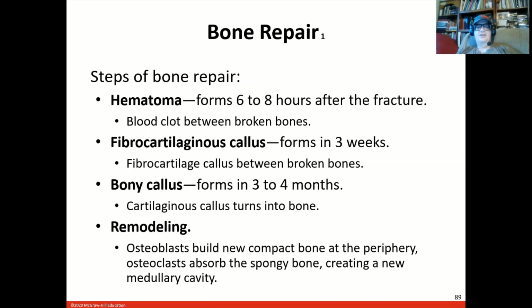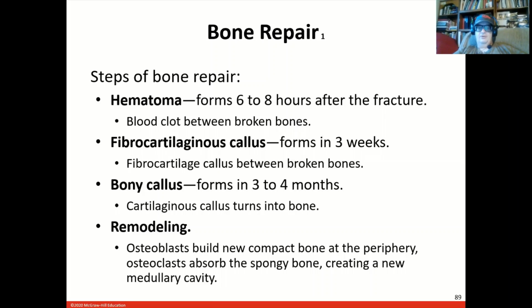A bony callus, that'll take 3 to 4 months. You're going to grow cartilage. Basically, what we're saying is first you form the hematoma, then you form the fibrocartilage callus where all the fibers and cartilage are holding it together. Then you're going to replace that with bone. But it's going to be spongy bone, it's going to be weak bone. It's not going to be the great stuff that you want. Then you're going to have osteoclasts break that down. Osteoblasts replace that with nice dense bone.